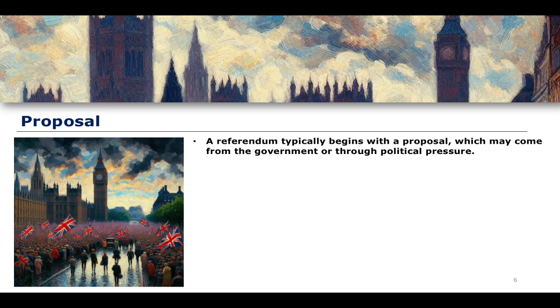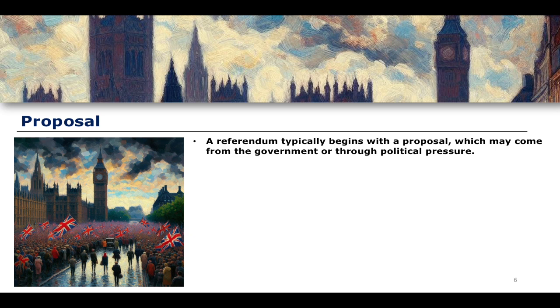A referendum typically begins with a proposal, which may come from government or it can come from political pressure. The 2016 Brexit referendum came as a result of a promise as part of the 2015 general election. The suggestion being fundamentally that if you were to elect David Cameron's Conservative government, they will hold a referendum on membership of the European Union.